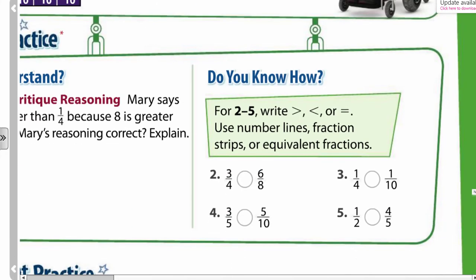We are going to solve questions like these. We are going to compare fractions. Write greater than, less than, or equal. Use number lines, fraction steps, or equivalent fractions. Use any way that you can to tell which one is greater.